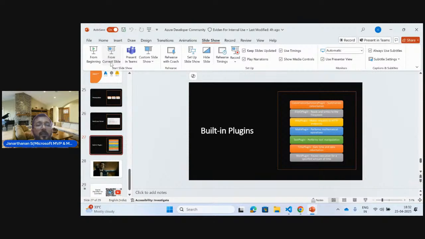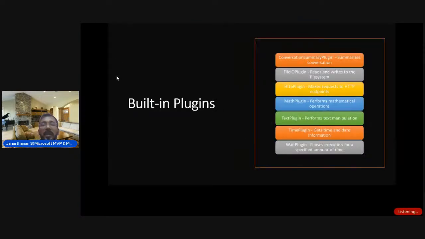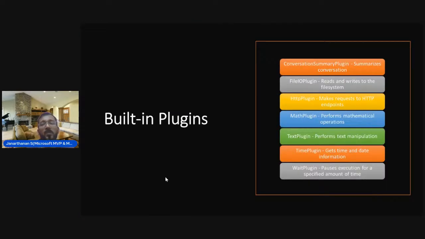Let's see the various types of plugins. So we have close to seven types of built-in plugins available in the SDK. One is the conversation summary plugin, the file IO plugin, the HTTP plugin, math plugin, text plugin, time plugin, and wait plugin. If you are using it for any type of conversation-related summaries, go for the conversation summary plugin.